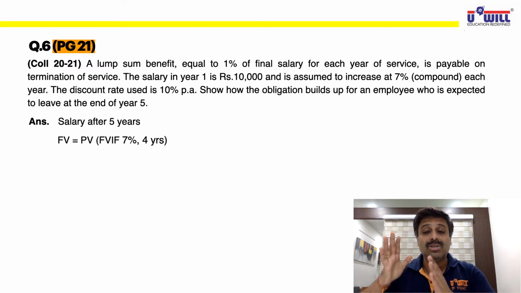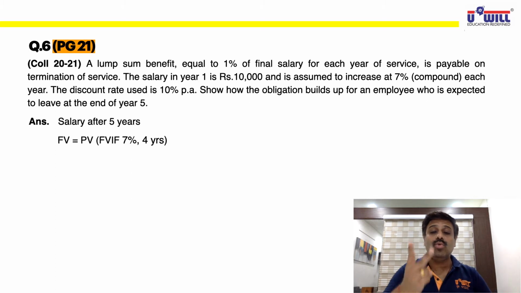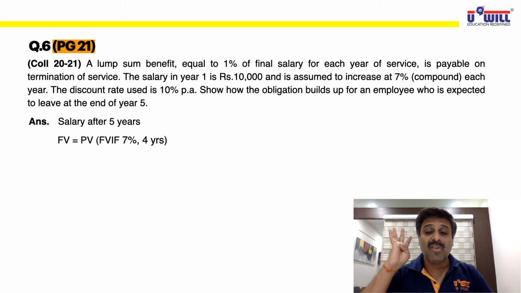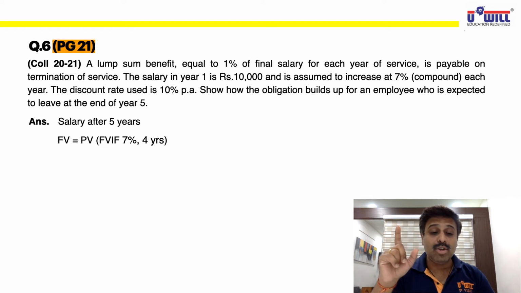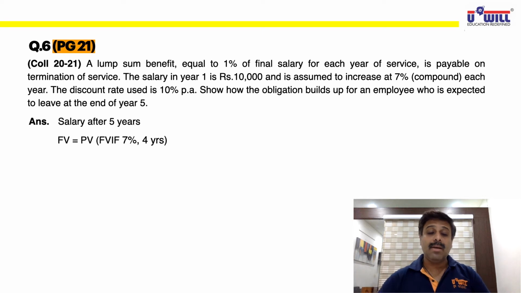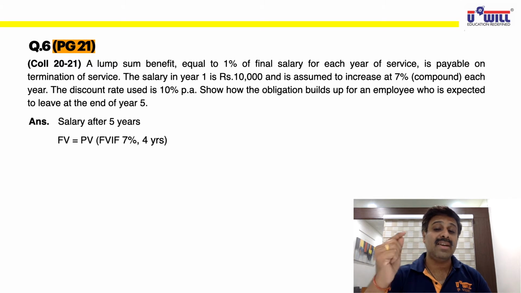So if you take 10,000 as year 1's salary, then year 2, 3, 4, 5. That means for 4 years only we have to find out what will be the maturity value. I hope everyone is clear why, though it is given at the end of 5 years, we are taking the interest factor for only 4 years. Reason, 7% is not counted from today's date. 7% is counted from next year onwards. So 1 year of this year you minus it. Therefore 4 years will only remain to get that increment of 7%.